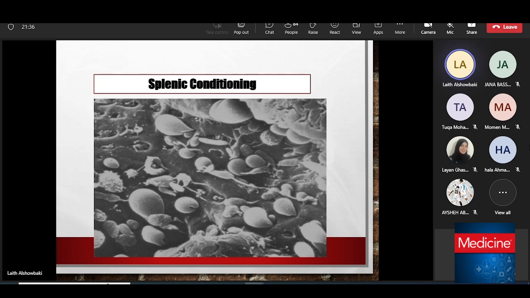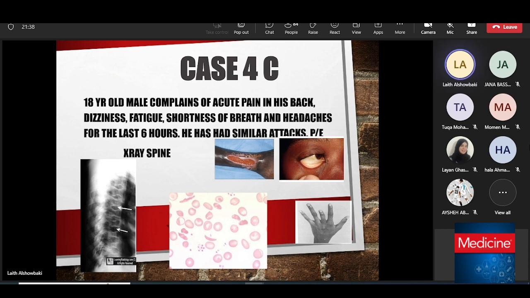cholecystitis-related problems. So another case, an 18-year-old male complains of acute pain in his back, dizziness, fatigue, and shortness of breath. So the anemia syndrome. Headache for the last 6 hours. So this indicates an acute drop in the hemoglobin level. He had similar attacks in the past.